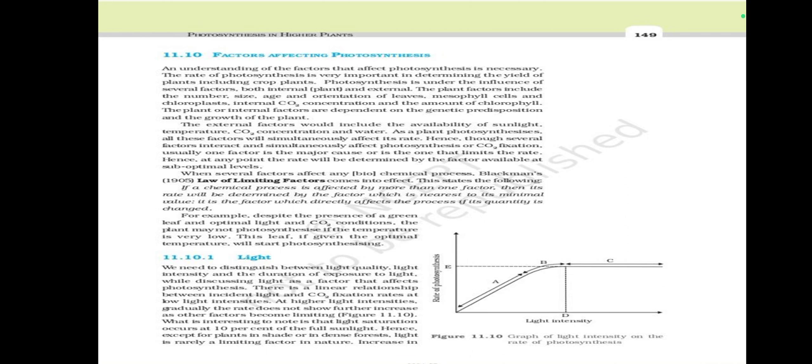The external factors would include the availability of sunlight, temperature, CO2 concentration and water. As a plant photosynthesizes, all these factors will simultaneously affect its rate. Hence, though several factors interact with and simultaneously affect photosynthesis or CO2 fixation, usually one factor is the major cause, or it's the one that limits the rate. Hence, at any point, the rate will be determined by the factor available at suboptimal levels.